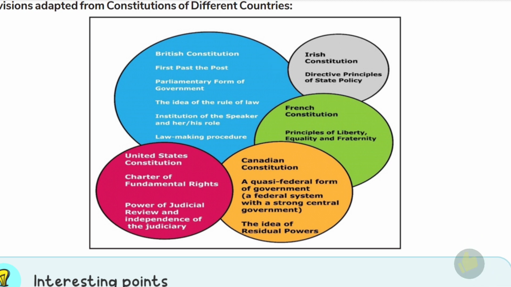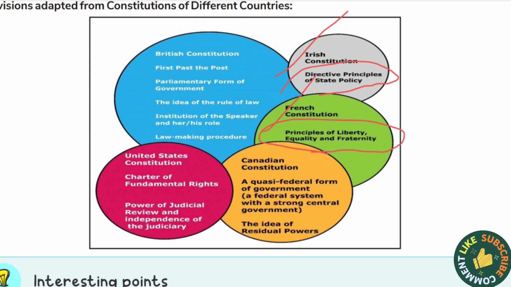From the British constitution, we adapted the first past the post parliamentary form of government, the idea of rule of law, and the institution of the speaker and her or his role and law making procedures. From the United States constitution, we adapted the Charter of Fundamental Rights, power of judicial review and independence of the judiciary, and from the Irish constitution we adapted the directive principles of state policy. From the French constitution we adapted the principles of liberty, equality, and fraternity.